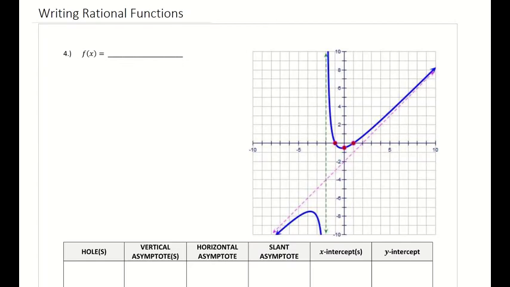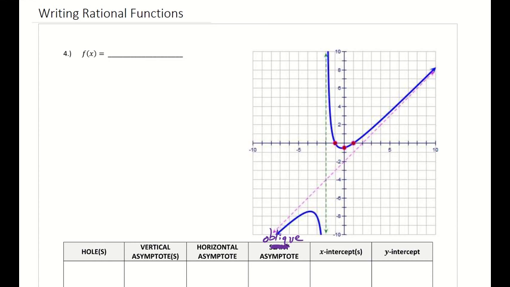Hello, today we're going to take a look at how to write the equation of rational functions given the graph. Or this can also work with characteristics, which are the same things that we're going to pull from the graph. So, first thing that we want to do is use the correct vocab word. And let's start taking a look at these characteristics.